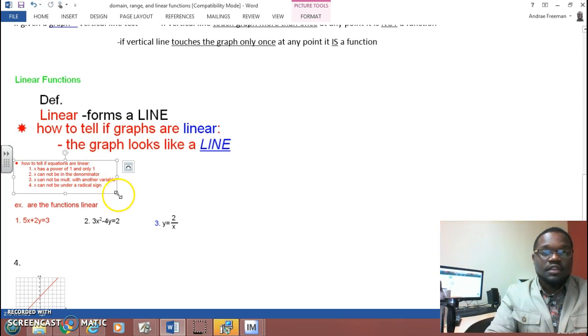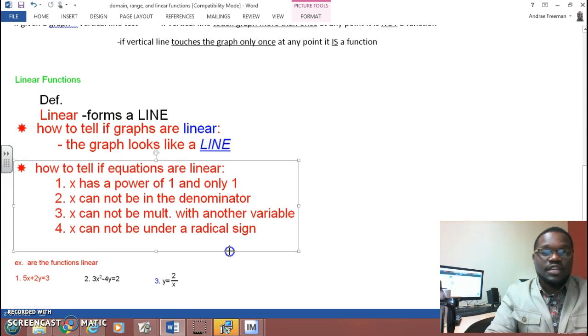What about if you got an equation? These are very important. Your exponent has to have a power of 1 and only 1. X cannot be in the denominator. X cannot be multiplied with another variable because that means the power is not really 1. And X cannot be underneath the radical sign because that means the power is not really 1 when it's on a radical sign. You should know that, but we'll talk about that later.